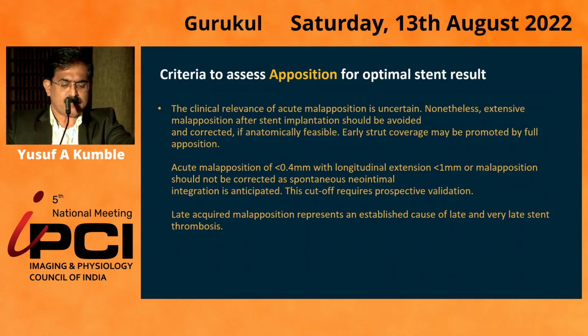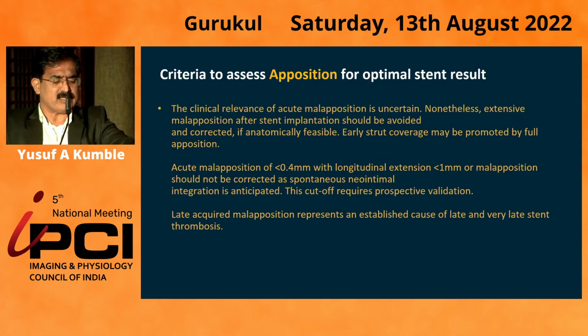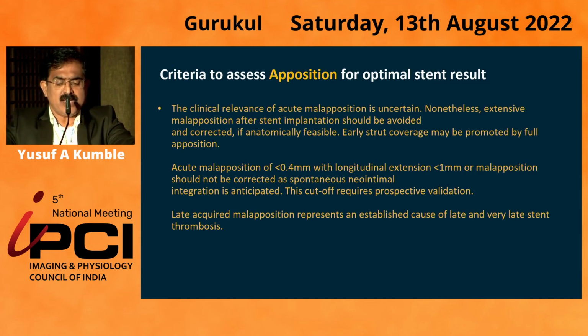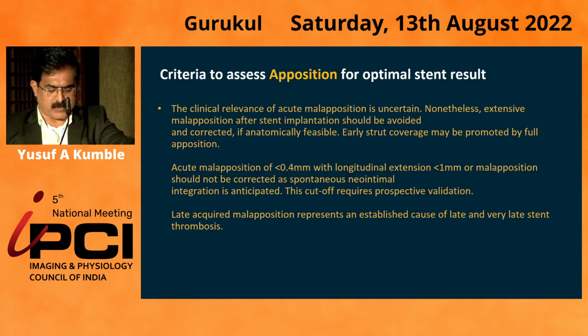Regarding criteria to assess apposition for optimal stent result, the clinical relevance of acute malapposition is uncertain, though extensive malapposition after stent implantation should be avoided and corrected if anatomically feasible. Early strut coverage may be promoted by full apposition. Acute malapposition of less than 0.4 mm with longitudinal extension of less than 1 mm should be left alone. Late acquired malapposition represents an established cause of late and very late stent thrombosis.